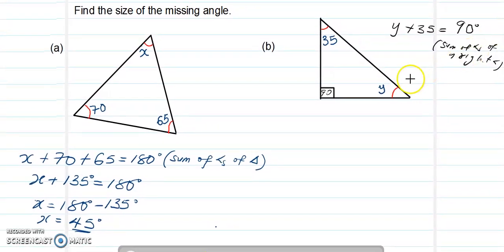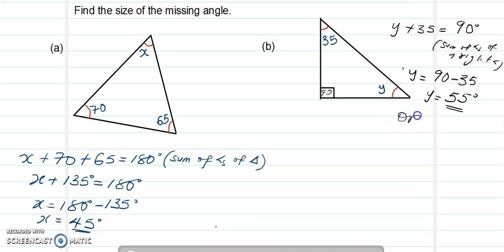Now here we have y is equal to what? y is equal to 90 minus 35 degrees. And 90 minus 35 gives us 55 degrees. So 55 degrees is y. Or if I don't want to solve it this way, I can remember that the sum of the angles of a triangle is equal to 180. So I can have y plus 35 plus 90, because here is 90, is equal to 180 degrees. If you sum this, you will arrive at this answer.